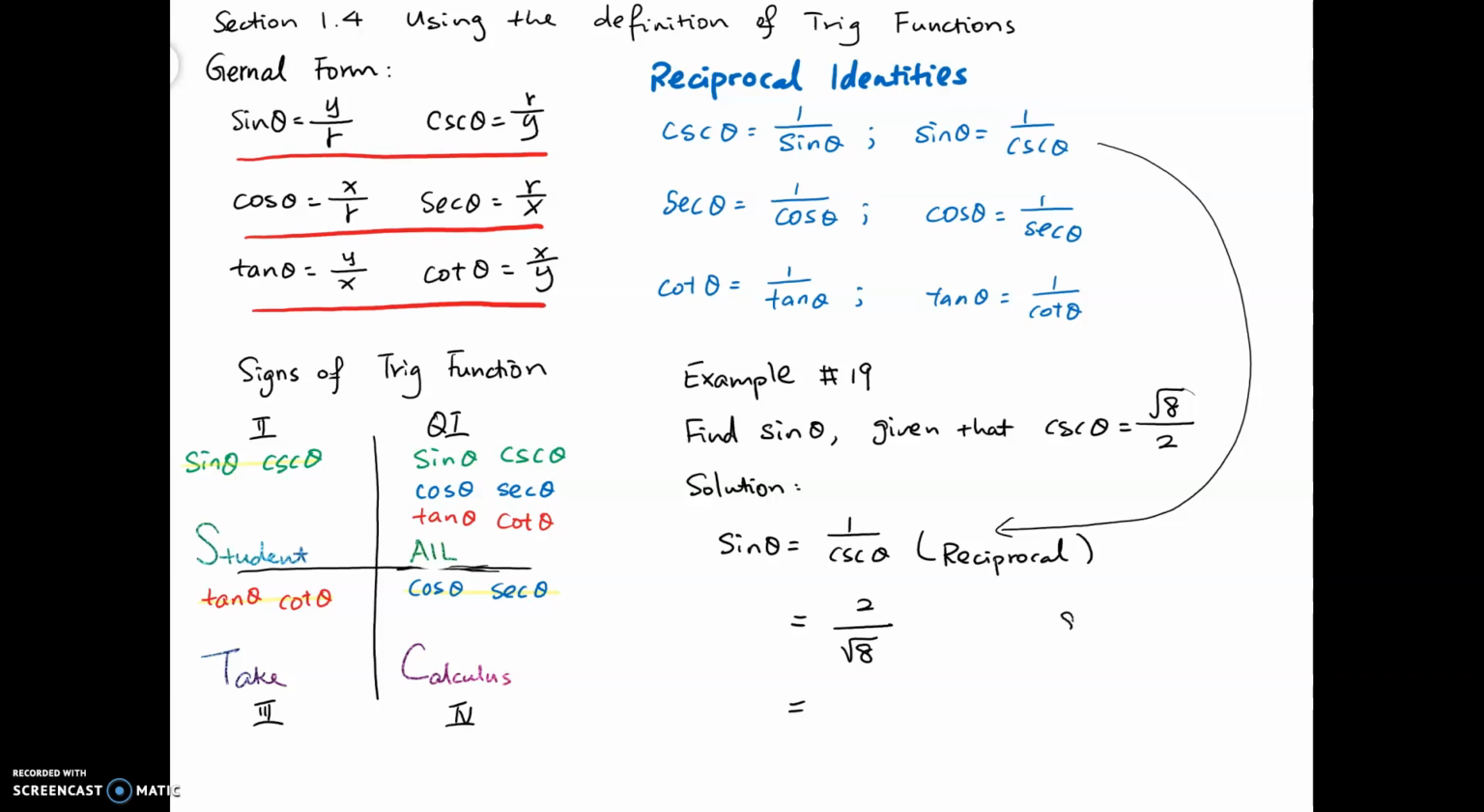So 8 is 2 times 4, and 4 is a perfect square. So square root 8 can be simplified as 2 square root 2. Dividing numerator and denominator by 2, we get 1 over square root 2. Rationalize the denominator. That means multiply by square root 2 over square root 2, top and bottom. We end with square root 2 over 2. And that is the answer for sine theta.